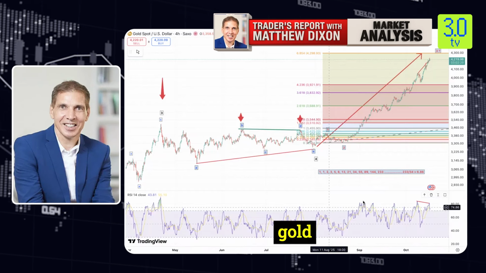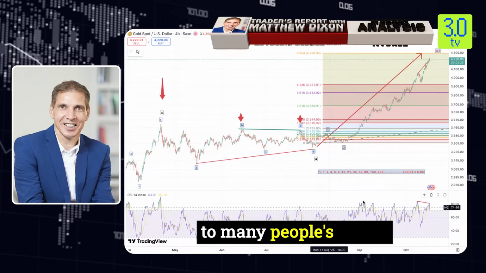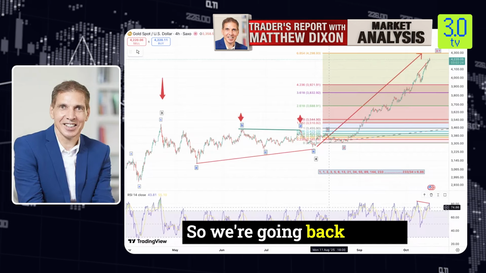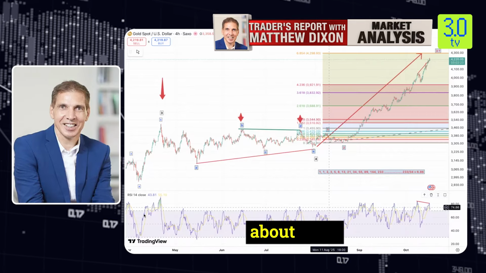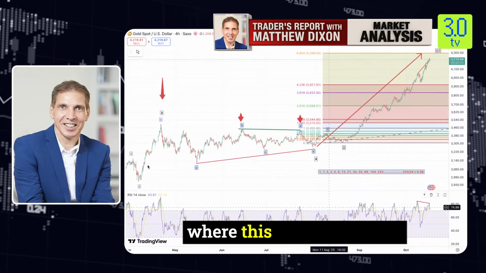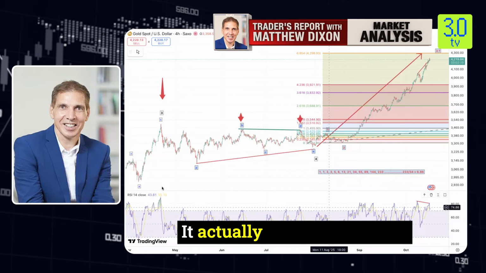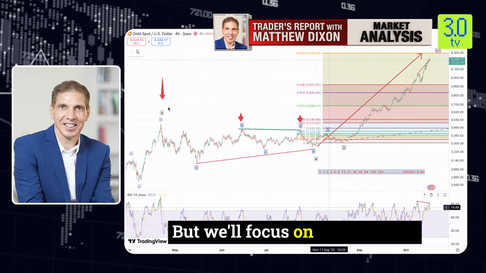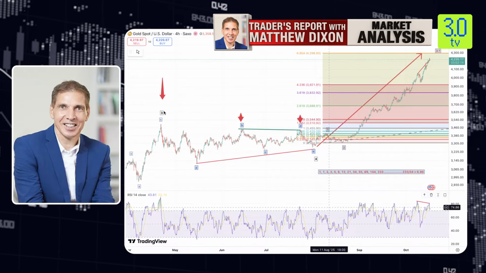So we're going to begin with gold. It's an asset that's close to many people's hearts. So we're going back now to about April, where this particular wave count began. It actually began way before that, but we'll focus on from around April, May.